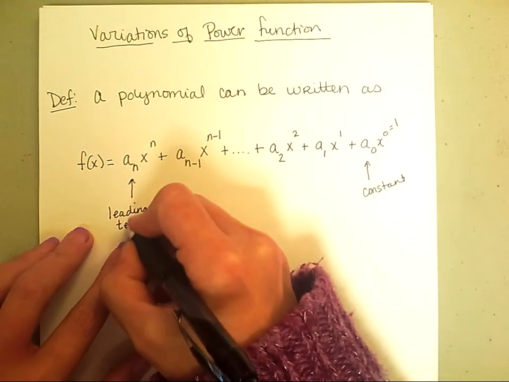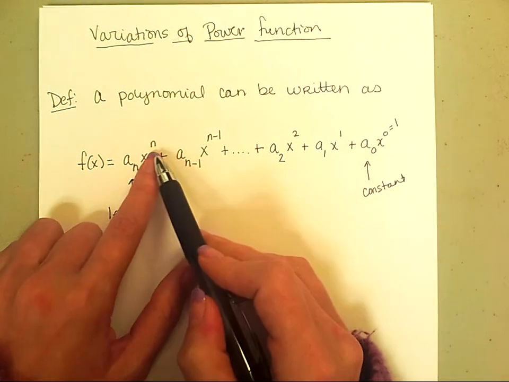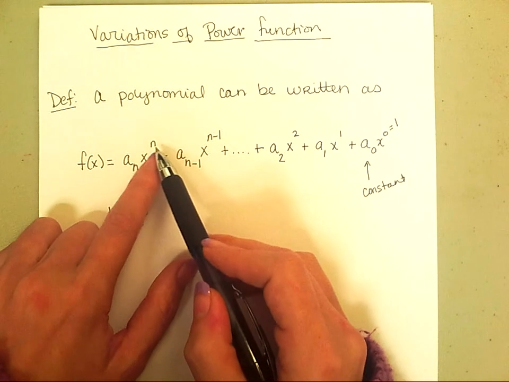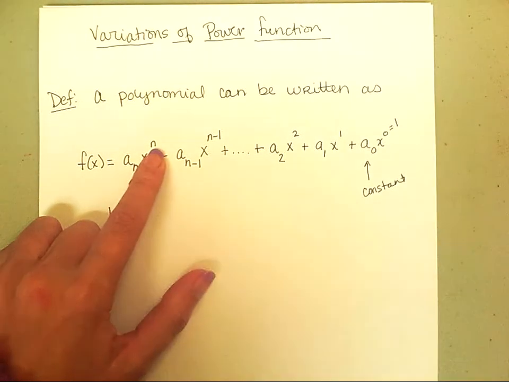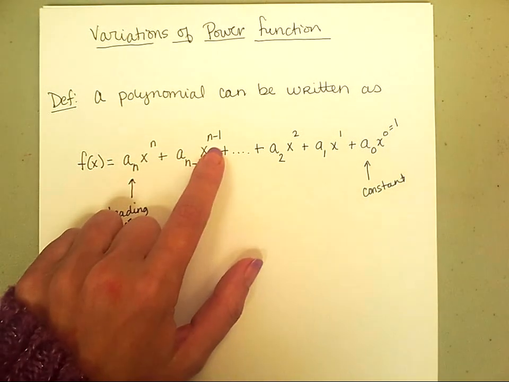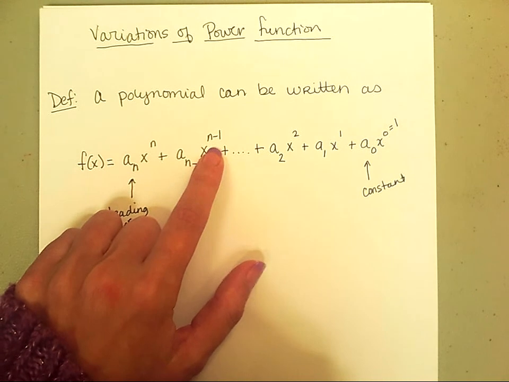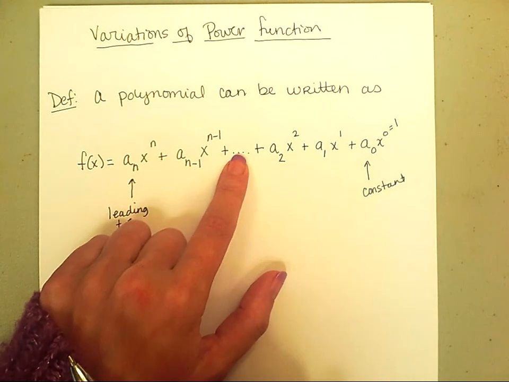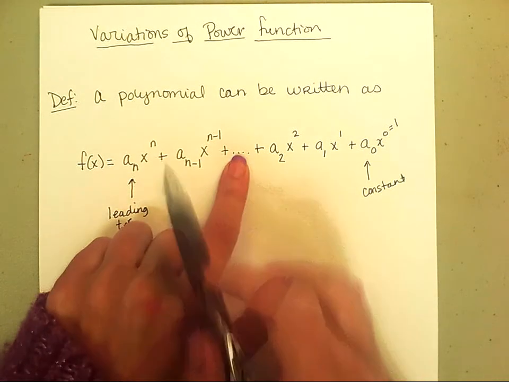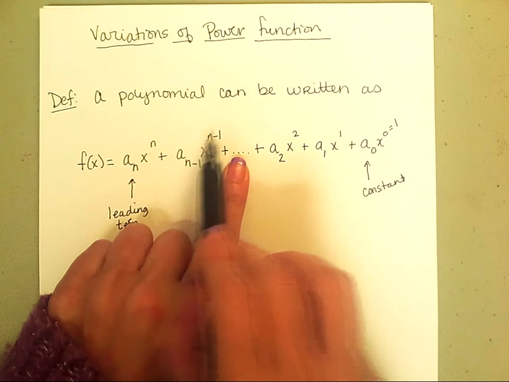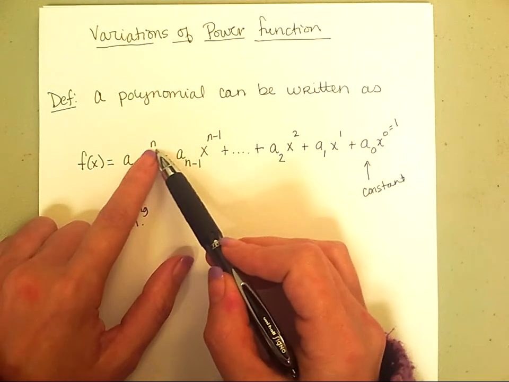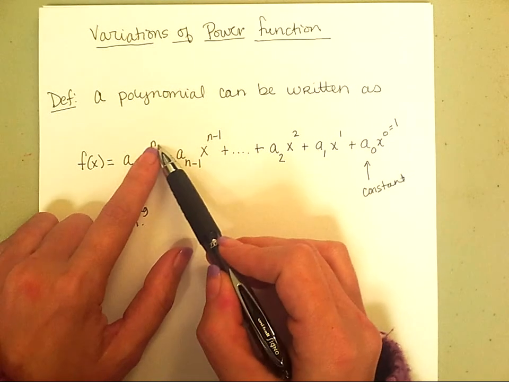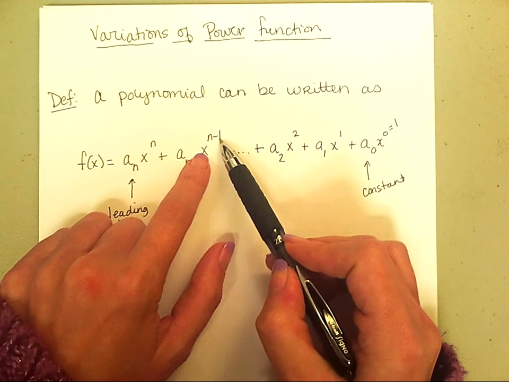Why is it the leading term? Well, because if we look at what we're saying with the exponents, if this is the nth power, then this one is 1 less than your nth power. Then the next one would be 2 less than your nth power. Okay, so we'd be writing it in descending order. So for example, if n is 5, this would be x to the 5th, this would be x to the 4th.